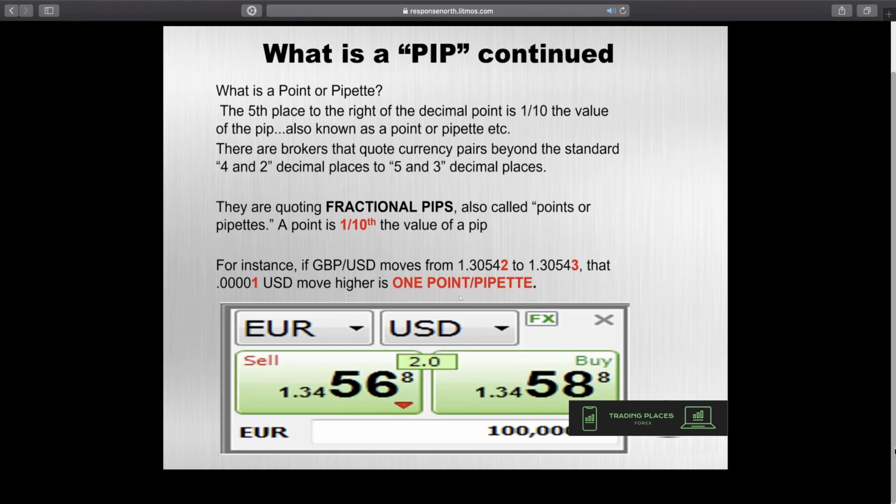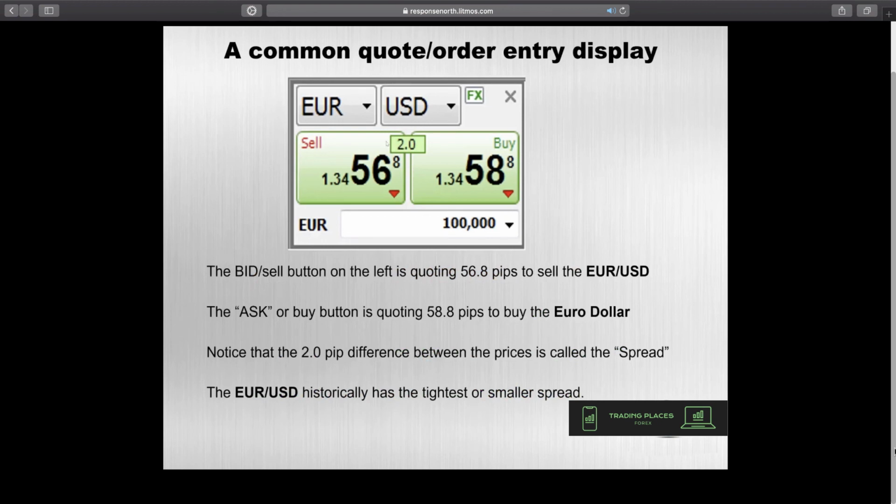So let's go and look at the common quote order. And going through this box again, just like with stocks, the sell side has the bid. The buy side is the ask. We always buy the ask. We always sell the bid. Okay. It's quoting 56.8 pips to sell the euro. So if I went short, if the chart was going down, say we'd sell at 56.8, I would want the price to go lower and lower and lower. And let's say it went down to 52.8, right? Then that means if I sold at 56 and I bought it back at 52, that is a 4-point gain, 4 pips. And I left these the same. Don't want to mess with it, right?